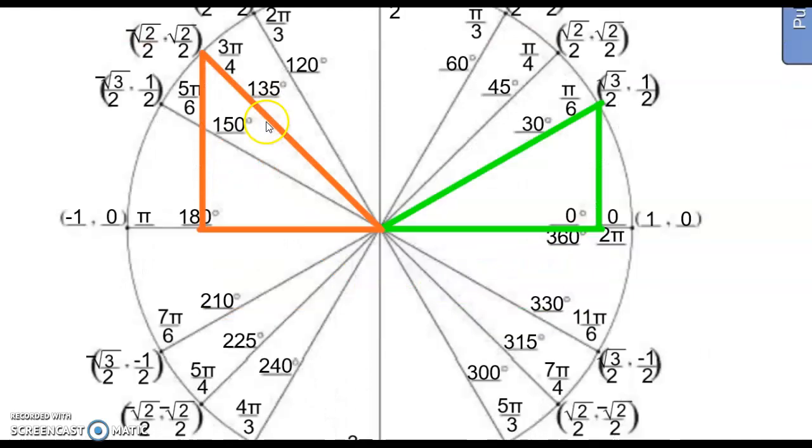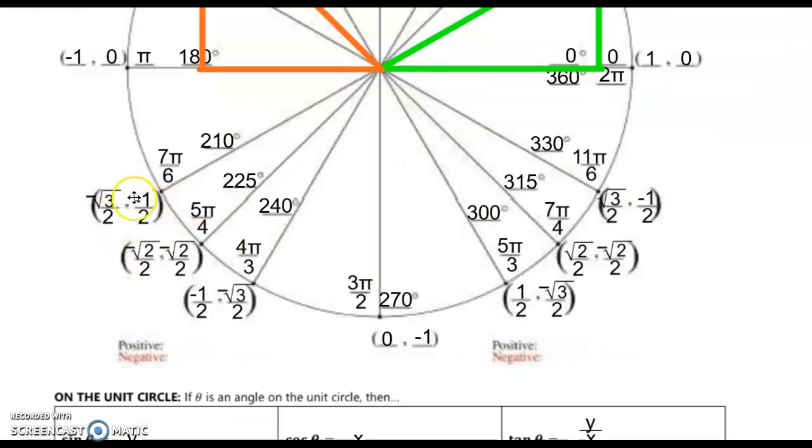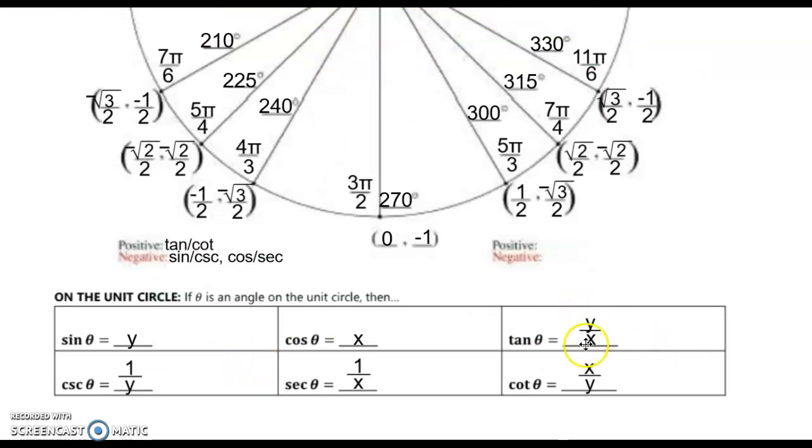In quadrant 3, everything's negative, the x's and the y's. So sine and cosine, as well as their reciprocals, are negative, but tangent and cotangent are positive because the two negatives cancel each other out in their ratios.